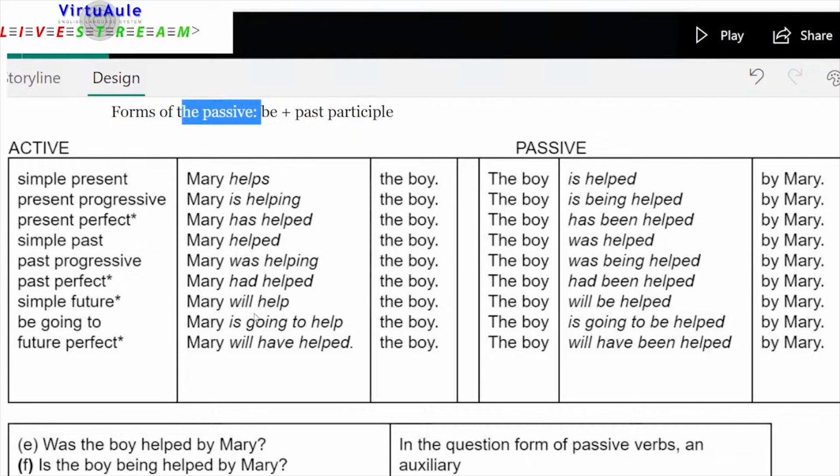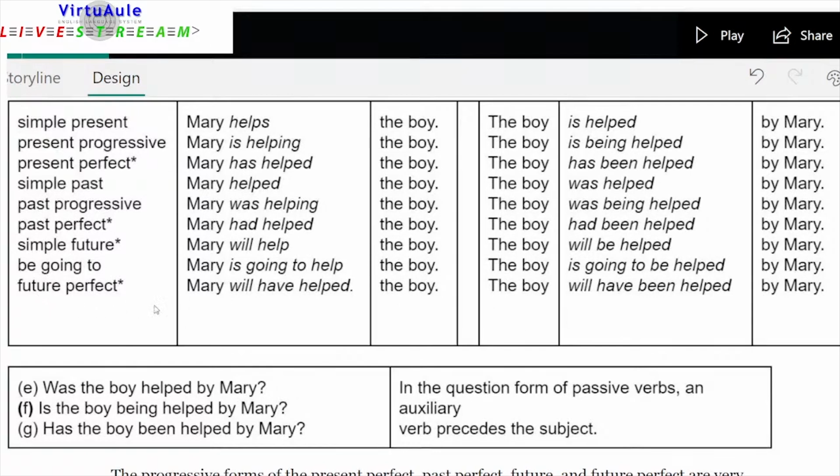Simple future, Mary will help the boy, the boy will be helped by Mary. We have will be, that's the future of the verb to be. We also can make the future with going to. Mary is going to help the boy. She has the intention, or maybe it's the possibility. The boy is going to be helped by Mary. Future perfect, Mary will have helped the boy, the boy will have been helped by Mary. So we have the future perfect, the verb will have been.